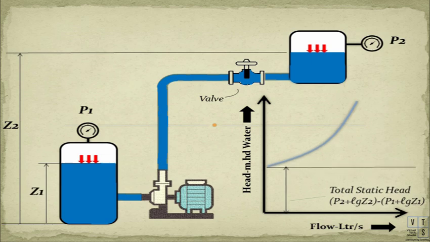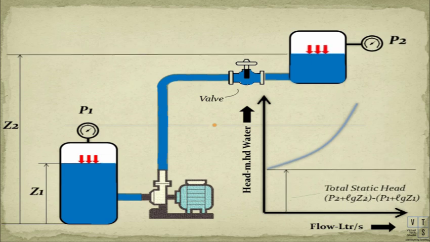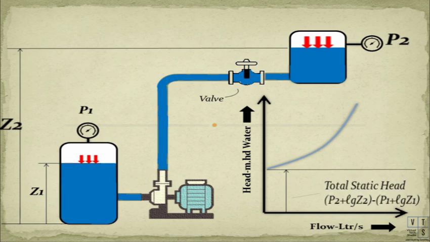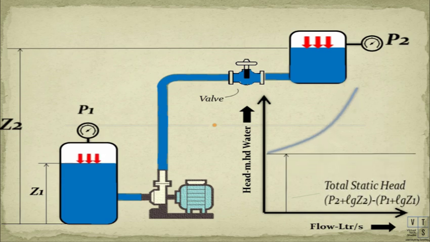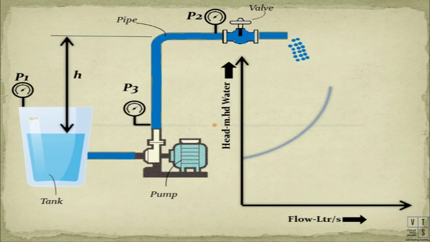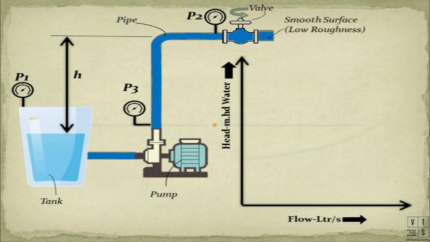So if we change the total static head, the curve can shift up and down. If we increase static pressure or elevation at discharge, the total static head increases. The curve will shift upward. And if we increase static pressure or elevation at suction, the total static head decreases. The curve will shift downward. Now if we open the valve, the total losses in the system decrease, so the slope of the curve also decreases. Decreasing the length of pipe, increasing the pipe diameter, reducing the number of fittings, or even changing the pipe material to one that has lower roughness also decreases the curve slope.